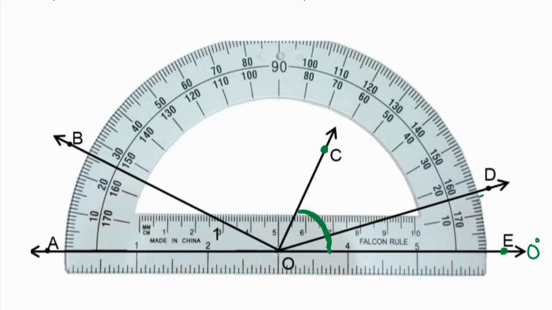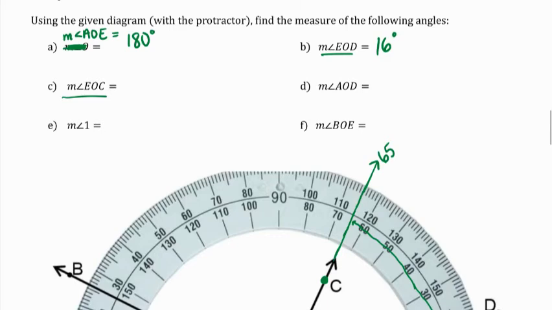Now that C line kind of stops short of our protractor. So I'm going to do my best. If you got a straight edge, that might be helpful. Do my best to kind of extend that line as straight as I can. And then again, since I did 0 over here at E, I'm using these inside numbers. So I'm going to count all the way up, 10, 20, 30, 40, 50, 60, and then I go about halfway. So that's at 65. So that means the measure of this angle is 65 degrees. Okay.